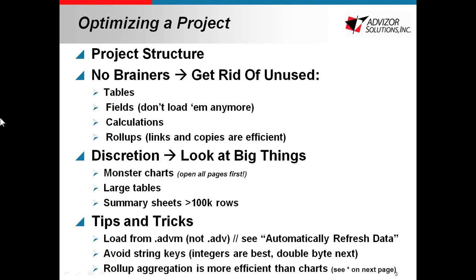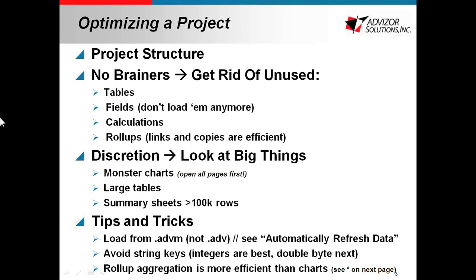There are 4 things that you could do to make a project more efficient. The first is the actual structure of the project itself. The second is there's a bunch of, actually we call them no-brainers. Get rid of the stuff you're not using. The third is discretion. There's some things that are going to take up a lot of RAM, be big, and you want to look at them, and they might be the things you actually want in the project, or there might be a better way of doing it. And fourth, there's some tips and tricks. So we're going to just walk through these, and we're going to show how the software project workshop can help you manage this and find these things.